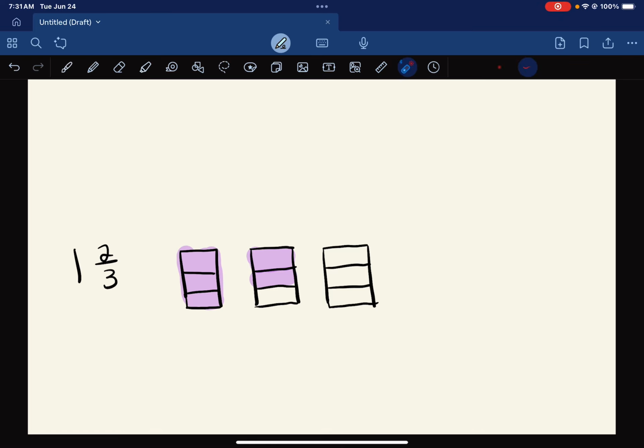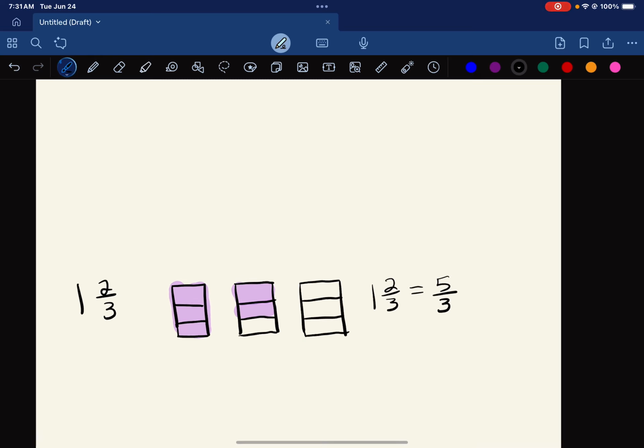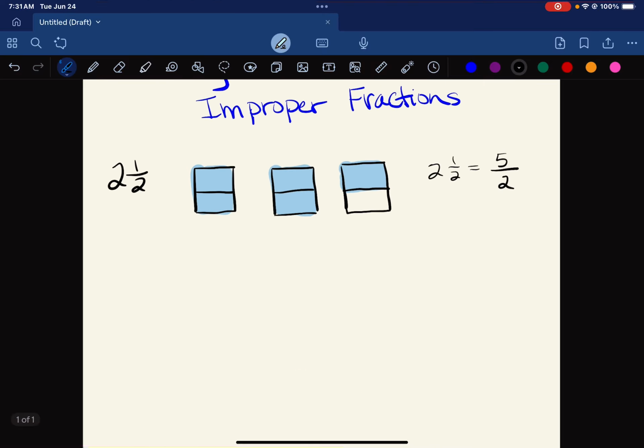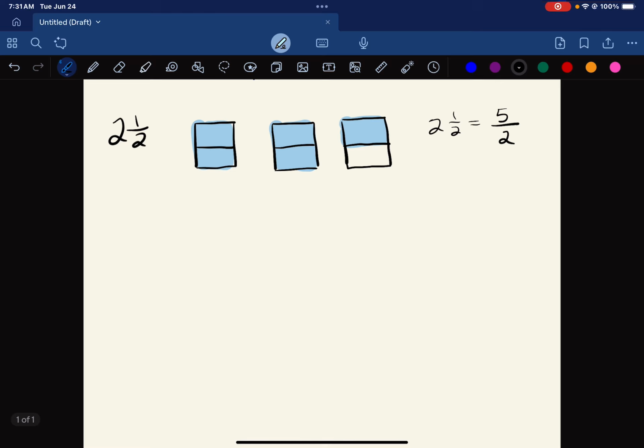How many thirds do we have? 1, 2, 3, 4, 5. So we have 5 thirds. 1 and 2/3 is equal to 5 thirds. Now this is how you represent fractions geometrically, but maybe you don't have the time or the desire to draw these out. So your teacher may have shown you a faster way of doing this, a mathematical way of doing this.